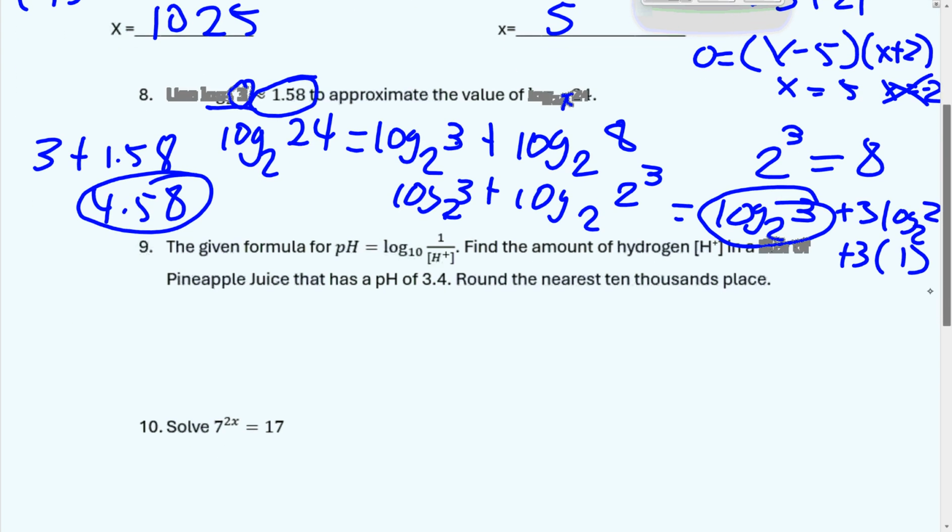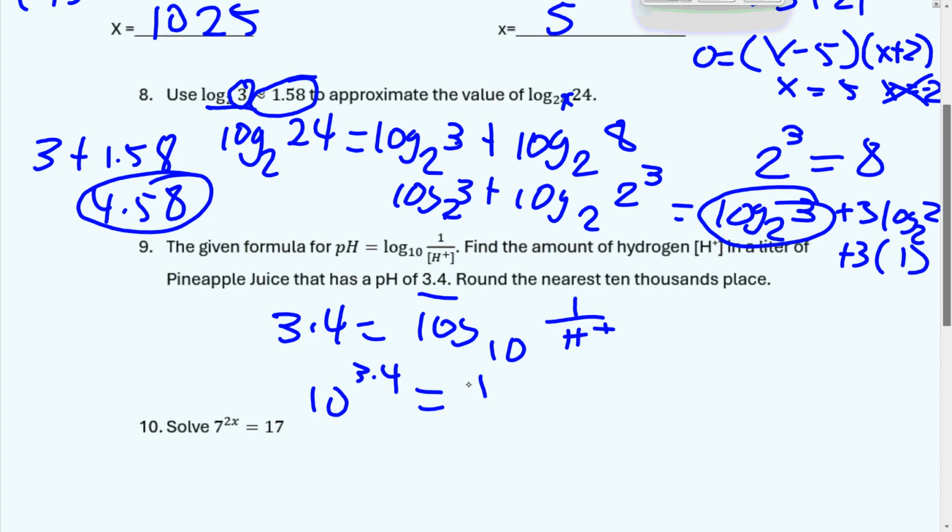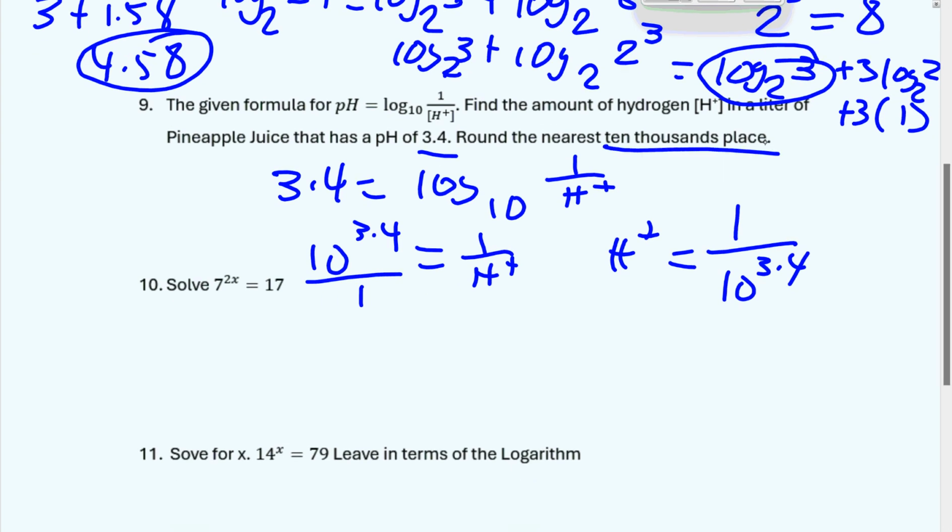Okay, moving forward. Here we have a pH level of pineapple juice. I just made that up. So I set pH equal to log base 10 of 1 over h plus. Now I can go ahead and write this as an exponential. 10 raised to 3.4 equals 1 over h plus. I can make a fraction of this by putting 1 on the bottom. Then I can just flip both fractions. So 1 over 10 raised to 3.4. So then I'm just going to take on a calculator, 1 over 10 raised to 3.4 and see what that answer is. Round it to the 10,000ths place.